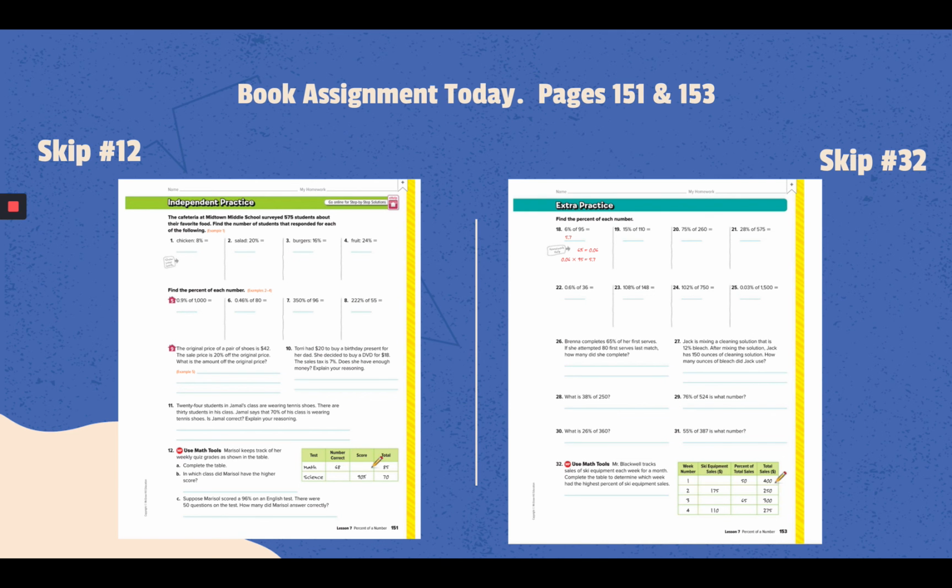So, reminder, pages 151 and 153. On 151, you can skip number 12. And on 153, you can skip number 32. At the Google Meet today, I am just going to work with you guys on the book problems. We're going to do the assignment together at the Google Meet today because it's a new concept, and for a lot of students, it's tough when they first learn percents.